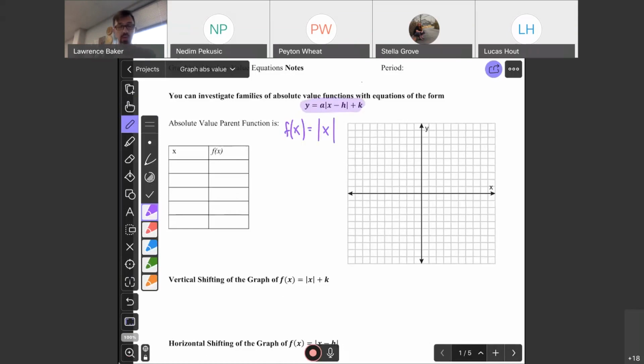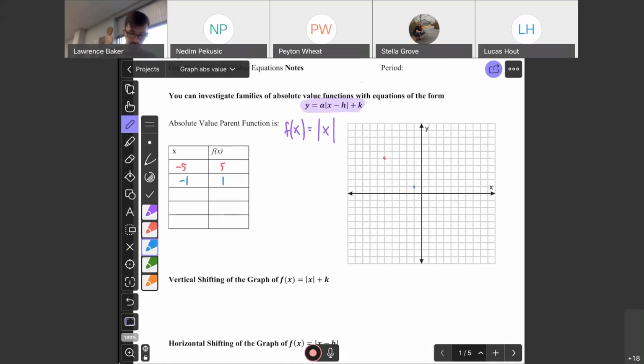And so, just grabbing random points to plug in. So if I say, hey, what's the absolute value of -5? The absolute value of -5 is +5. And so then I could plot the point -5, 5. All right, what's the absolute value of -1? Well, that's 1. So I could plot the point -1, 1.